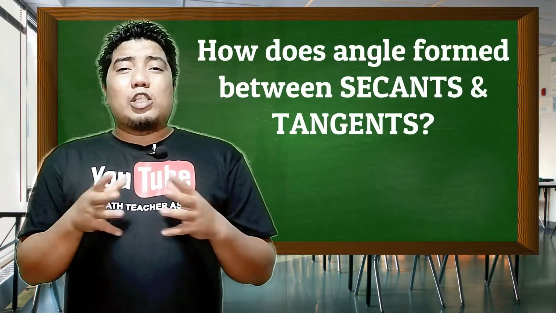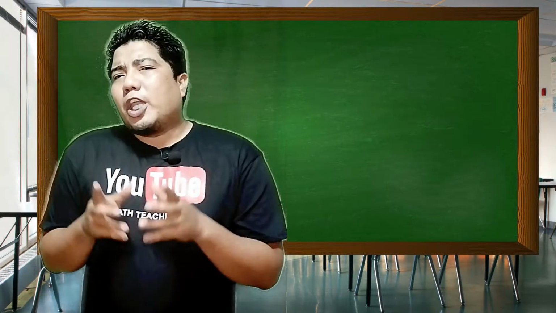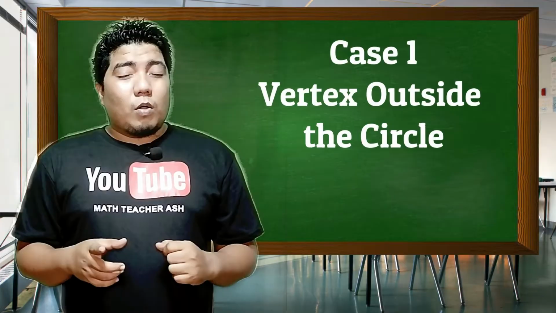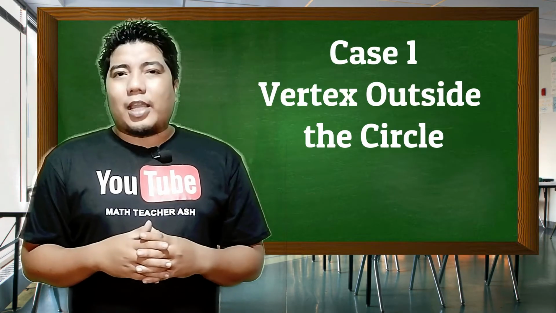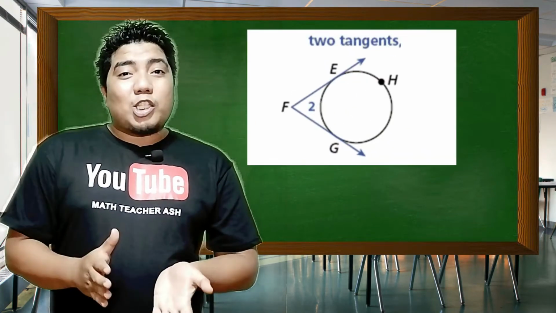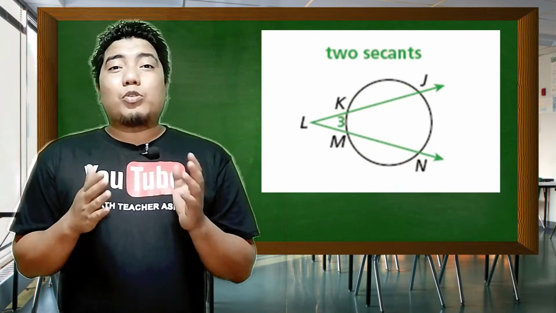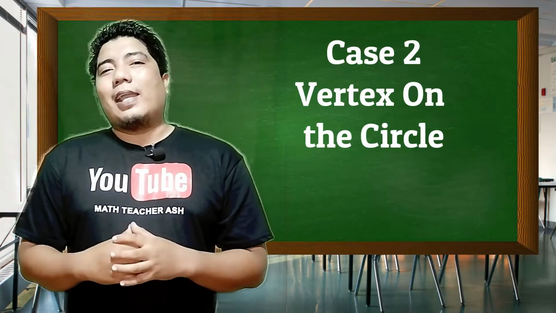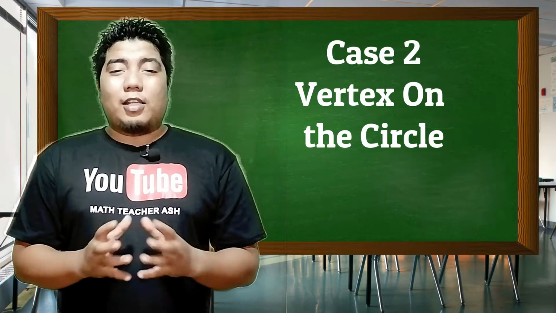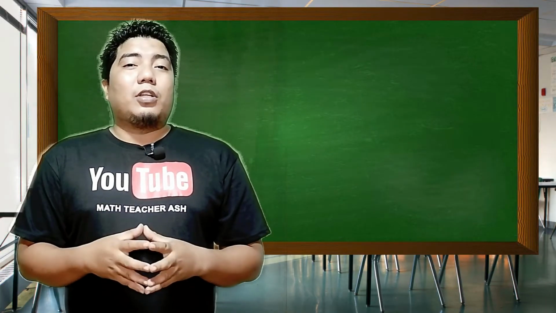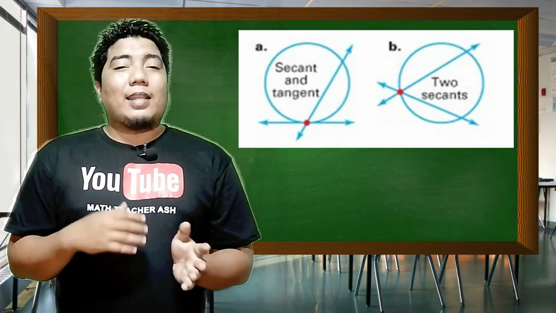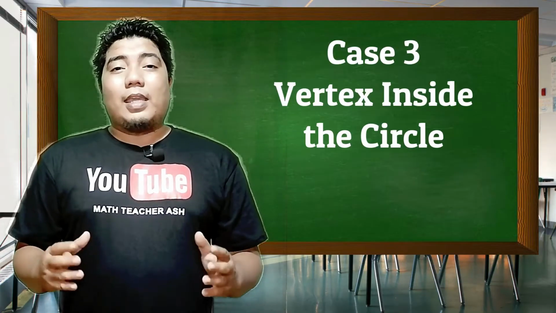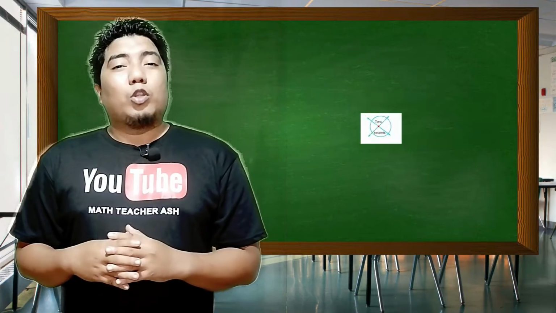The question is, how do angles form between secants and tangents? Now, in terms of angles formed in a circle, there are at least 3 cases that will happen. The first case is that the lines or the line segments will intersect outside the circle. In this scenario, you will have a tangent to tangent, secant to tangent, or secant to secant. In case number 2, the intersection will happen on the circle, meaning that the vertex will form on the circle, which is part of the circumference. In this matter, you could have a secant and a tangent or a secant and a secant. Now, for case number 3, the intersection will happen in the interior of the circle, meaning inside of the circle. In this case, you will have 2 secants.